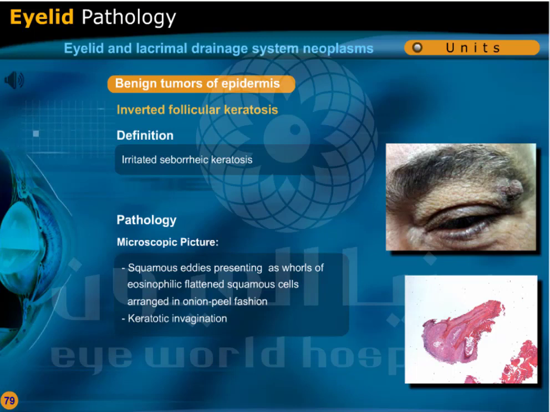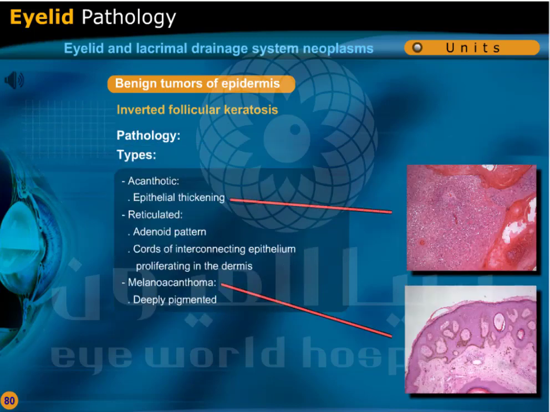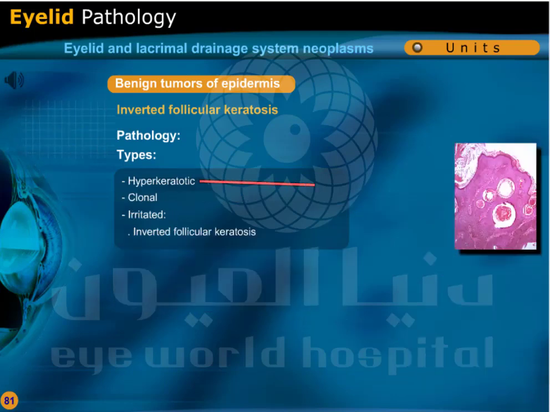Inverted follicular keratosis is an irritated seborrheic keratosis. Microscopically, it is a papilloma with pseudoepitheliomatous hyperplasia and keratotic invagination. Other types include hyperkeratotic, clonal, irritated, and inverted follicular keratosis.